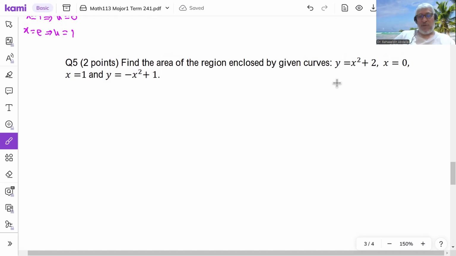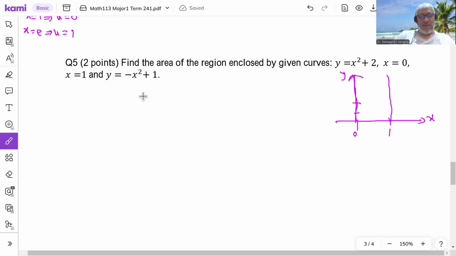Let me draw the area first. I have x equals 0, I have x equals 1. So the graph would be, if this is 1 and this is 0, between x equals 0 and x equals 1. And y equals x squared plus 2. This is a parabola. This is y. This is x. This is a parabola. It is y equals x squared. So I know the graph of y equals x squared, but taken 2 units up. So I know that the graph goes like this.